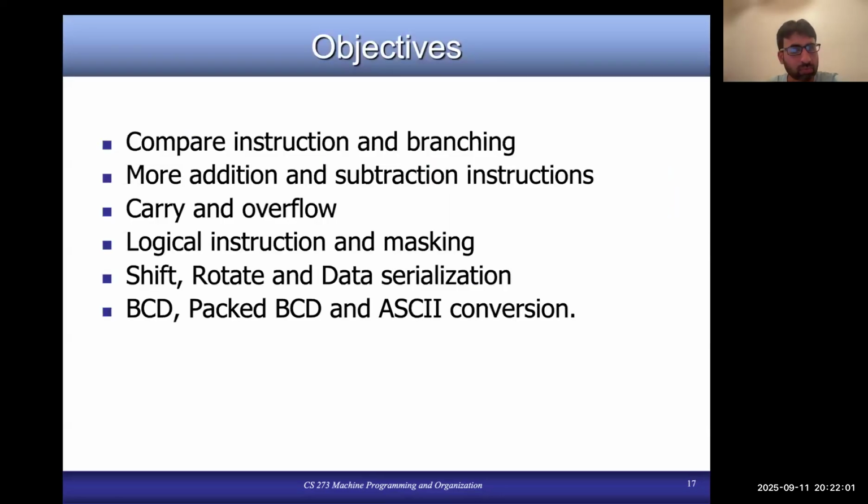We will cover the compare instruction and branching instructions. We will have a look at some more addition and subtraction instructions. We will also discuss carry and overflow. Yeah, the second question was about the carry and overflow flag, so I can address it at that point. And then we will also talk about logical instructions and masking, but not today. The last three bullets I will try to cover in the next lecture.